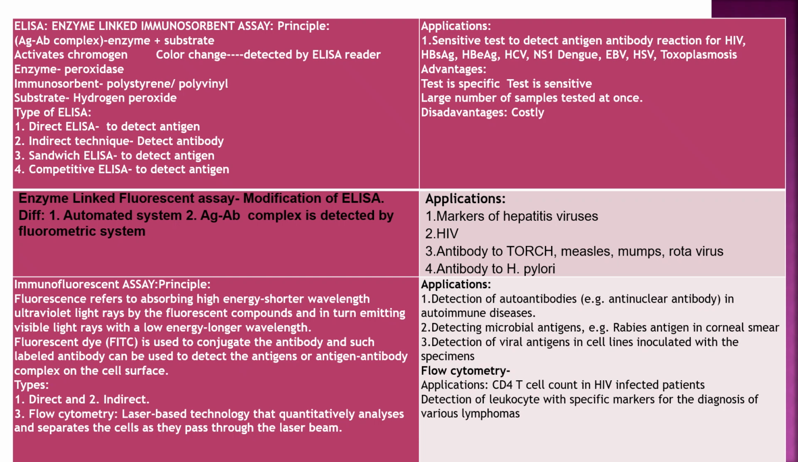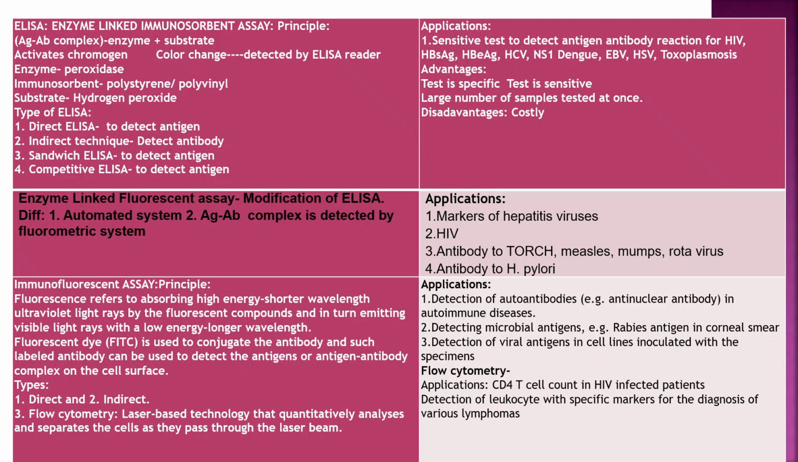Immunofluorescence assay. Fluorescence refers to absorbing high energy, short wavelength ultraviolet light rays by fluorescent compounds, and in turn emitting visible light rays with low energy and longer wavelength. Fluorescent dye is used to conjugate the antibody, and such labeled antibody can be used to detect the antigen or antigen antibody complex on the cell surface. Types: direct, indirect, flow cytometry.